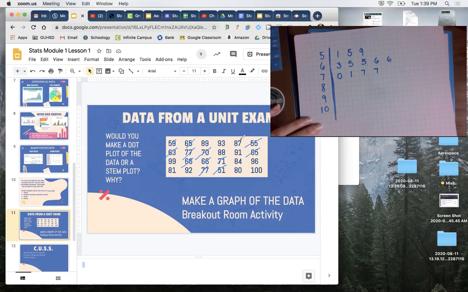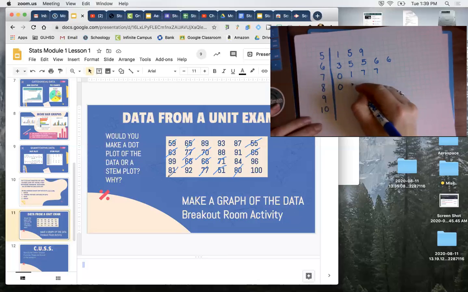I have an 89, 87, 88, lots of 80s, 84, 80 though. That's going to be my first value, 80. I always number these from lowest to highest. I have an 81 right there, so I'm going to put a 1 here. I have 84. Is that my next value? It looks like it. So I have an 84 as my next value.